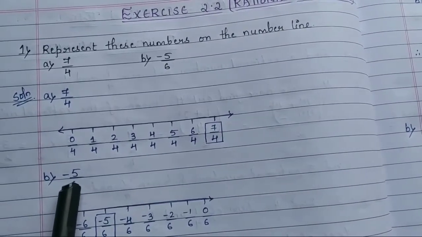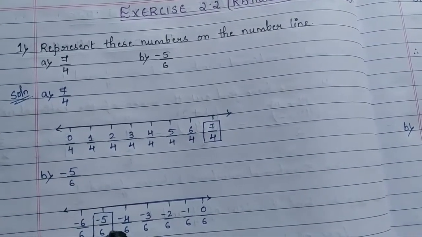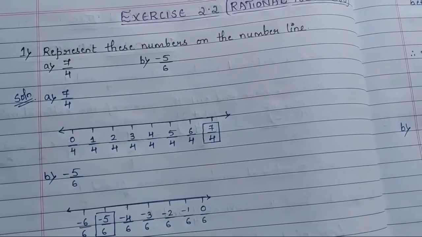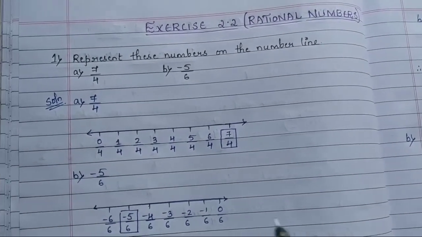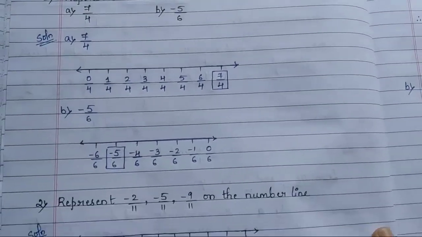So what is our answer? The answer is minus 5 by 6. Just make a box around that and you can simply leave it. Okay, this is the answer for the first question. So moving on to the second question.